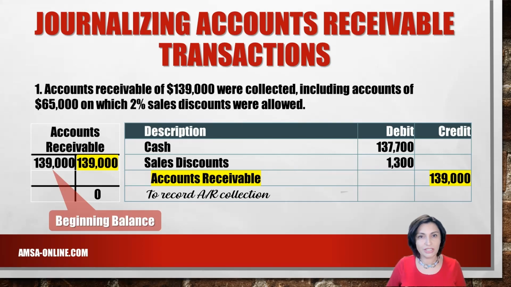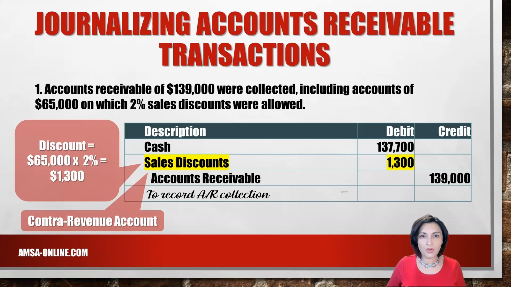We don't reduce the accounts receivable by the amount of discount. If we do so, the accounts receivable, which is a customer invoice, will stay open in the amount of discount, and the accounts receivable will be overstated. Now, let's look at the sales discount. Since this 2% discount only applies to $65,000, the amount of the discount is $1,300.